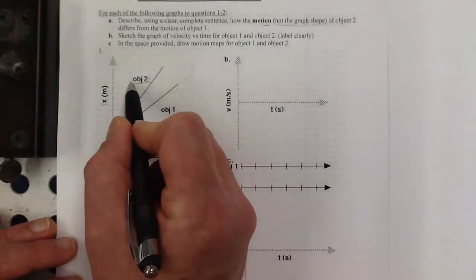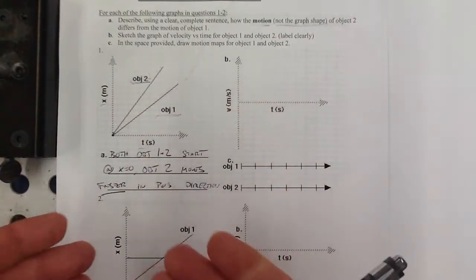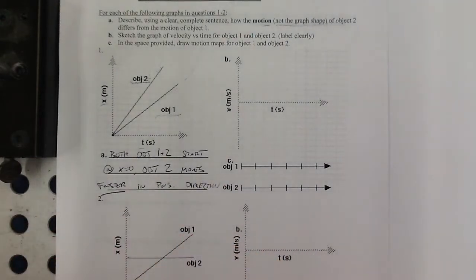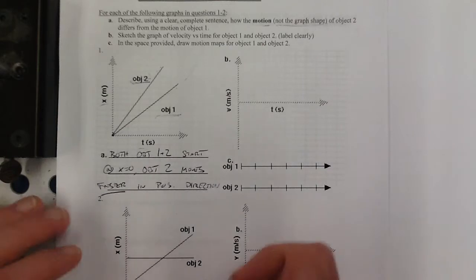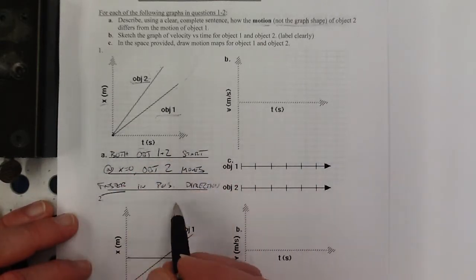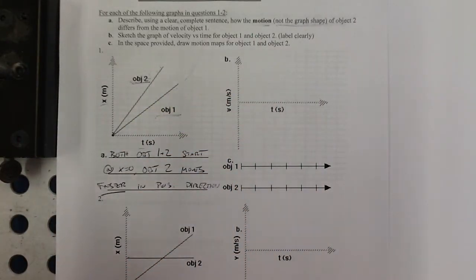So you can talk about the starting position of the objects, and basically you have to lift the information about slopes and intercepts into the context of talking about what the objects are doing. Okay? So don't be telling me about lines and slopes and intercepts. You have to translate that into objects and velocities and starting positions.